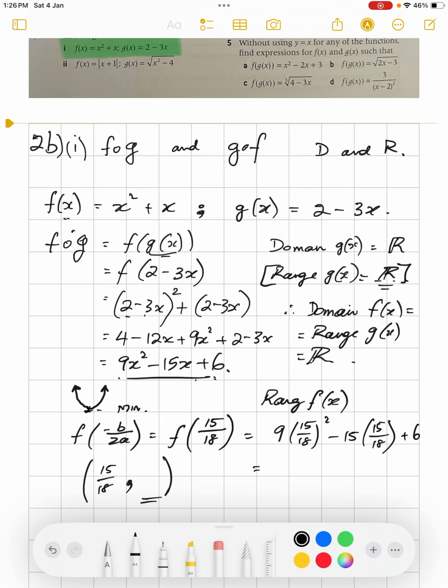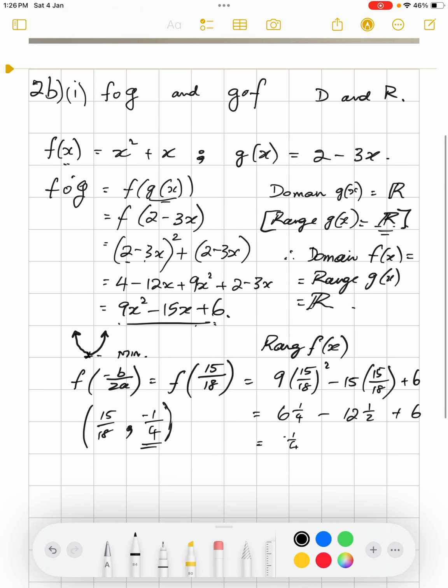And 15 times 15 divided by 18 divided by 18 times 9. So that's 6 1/4. Then 15 times 15 divided by 18 is 12 1/2. So 6 1/4 plus 6 is 12 1/4, take away 12 1/2 is equal to negative 1/4. So we'll just say negative 1/4.